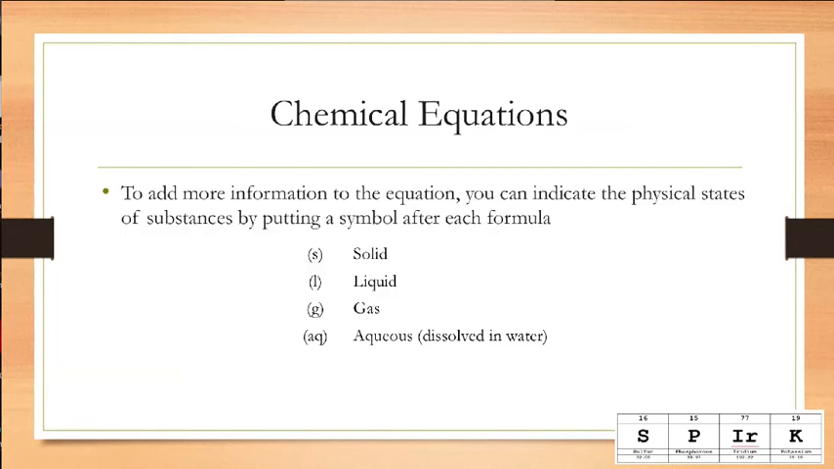To add more information to the equation, you can indicate the physical states of substances by putting a symbol after each formula. Parentheses S is solid, L is liquid, G is gas, and AQ is aqueous, which is just a substance that's dissolved in water. So the way the rust equation would look is Fe solid plus O2 gas yields Fe2O3, which is a solid.